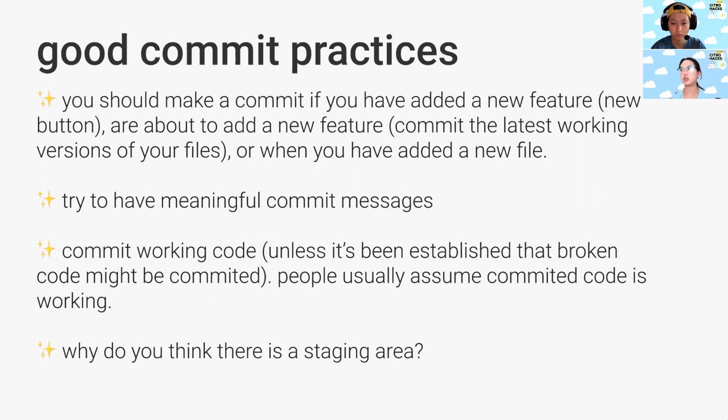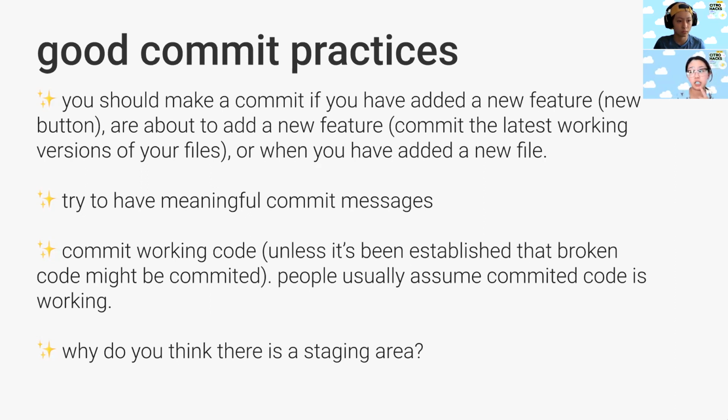So make sure your commit messages don't state the obvious, which is always hard. Making meaningful commit messages is hard. I'm guilty of making bad commit messages. So this is always a work in progress to improve on. And also you should be committing working code. Usually people assume code that has been committed is working, especially in a group project. If you're working by yourself, you obviously have more leeway to commit broken code, but it's always best to commit code that's working.